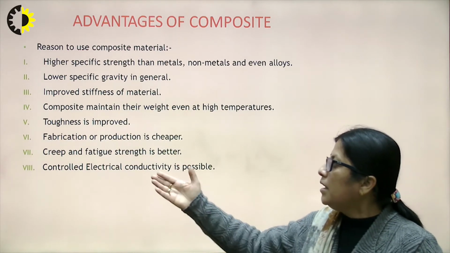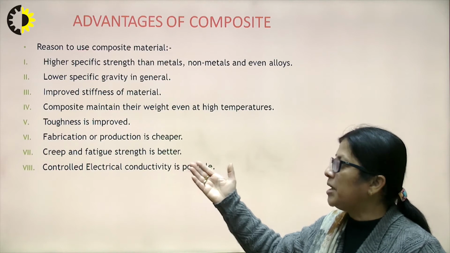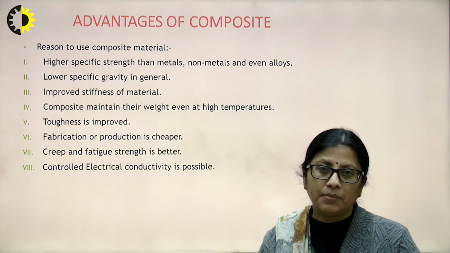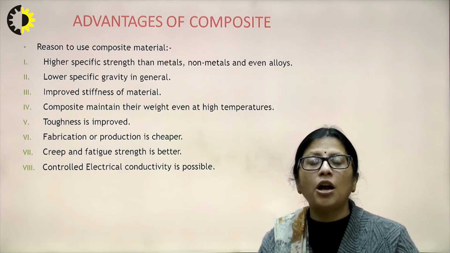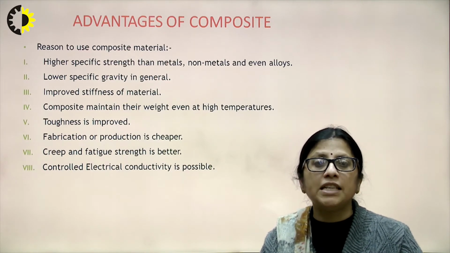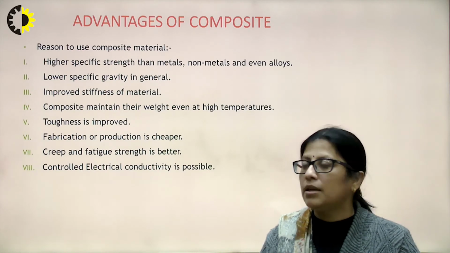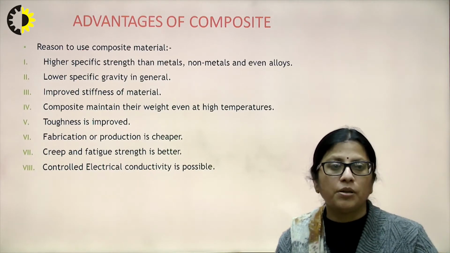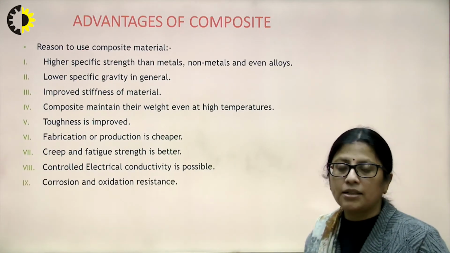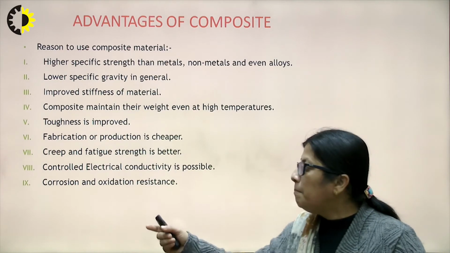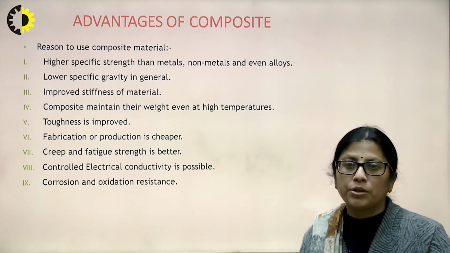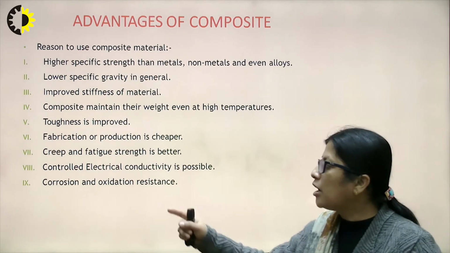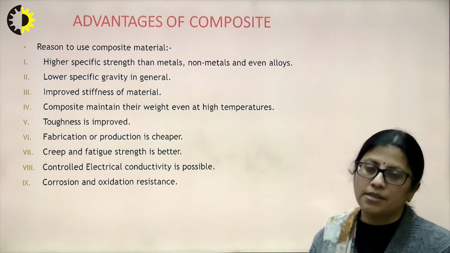Then their creep and fatigue strength is better. We can use these materials over a long period of time. They do not get tired, so they are fatigue resistant materials. Then controlled electrical conductivity is possible. We can control the electrical conductivity. And metals are prone to corrosion, so these materials, which are covered by the polymeric material from outside, are corrosion and oxidation resistant.